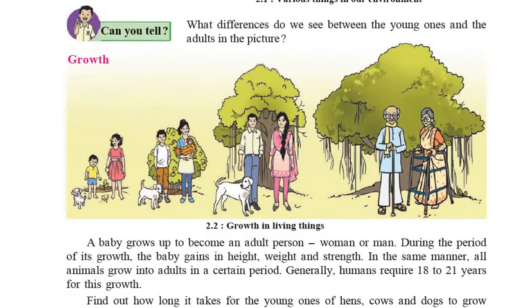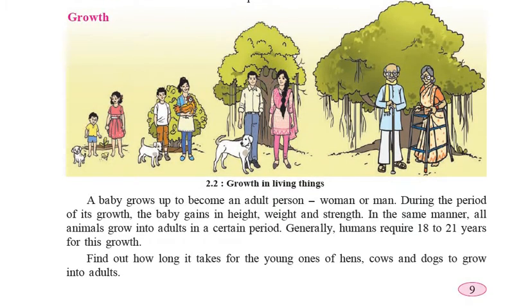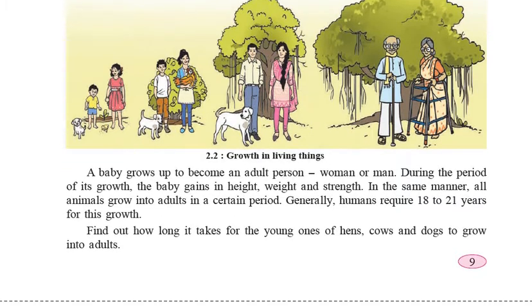Can you tell? What differences do we see between the young ones and the adults in the picture? Growth. A baby grows up to become an adult person, woman or man. During the period of its growth, the baby gains in height, weight and strength. In the same manner, all animals grow into adults in a certain period. Generally, humans require 18 to 21 years for this growth. Find out how long it takes for the young ones of hens, cows and dogs to grow into adults.